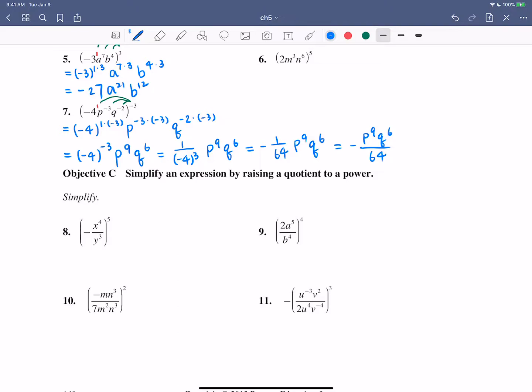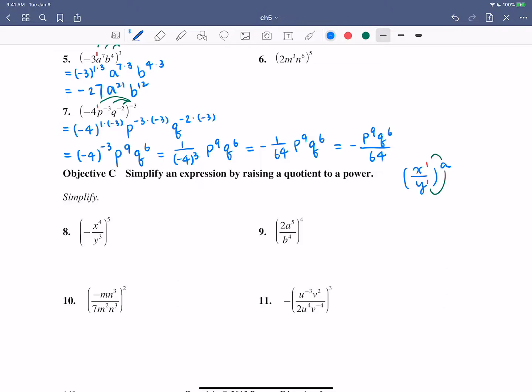Objective C. Simplify an expression by raising a quotient to a power. Instead of raising a product, sometimes you might need to raise a quotient. So the idea is the same thing. First, identify the exponents inside for each component, and then you raise each of them to the corresponding powers. So distribute the power a inside. Let's use an example to illustrate. Number 9, 2a to the 5th over b to the 4th, raised to the 4th.